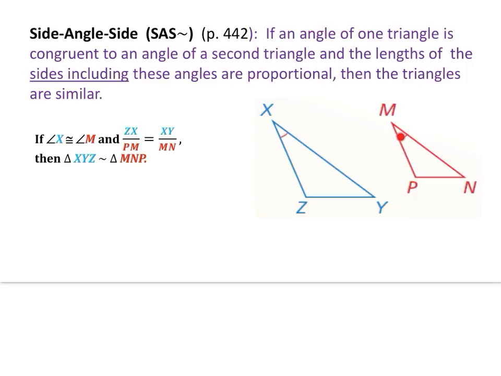And then angle M is included between side PM and side NM. So therefore, these are the two sides we must use in the proportion. So when we set up our proportion of those specific corresponding sides, they must be proportional, and then we can conclude that the triangles are similar. So your implied statement for this theorem is if side angle side similar will imply similar triangles.